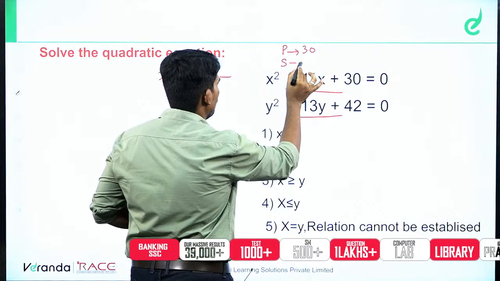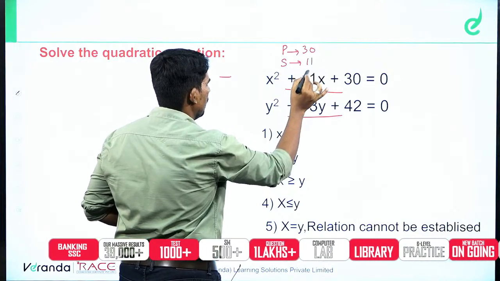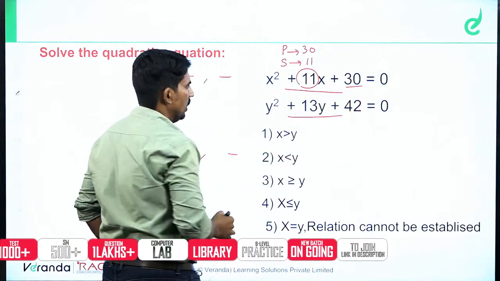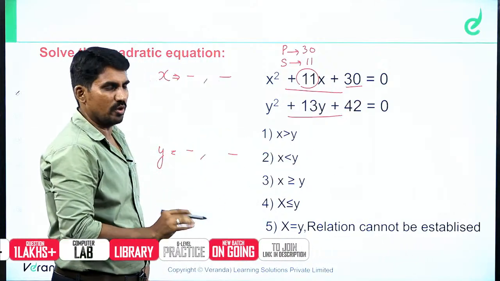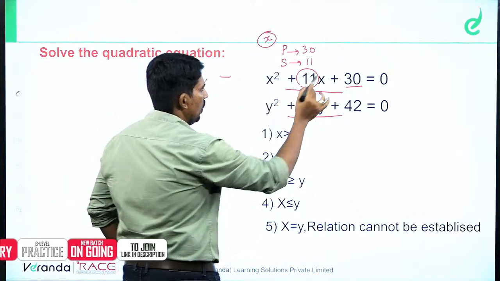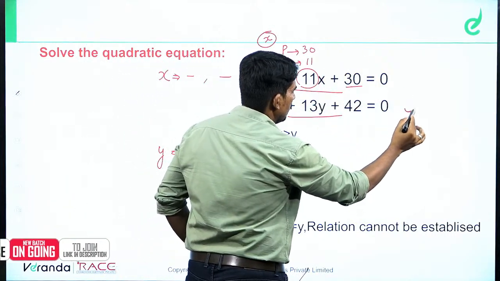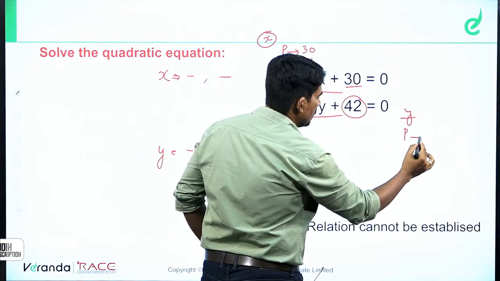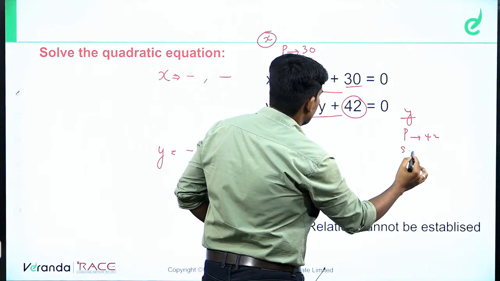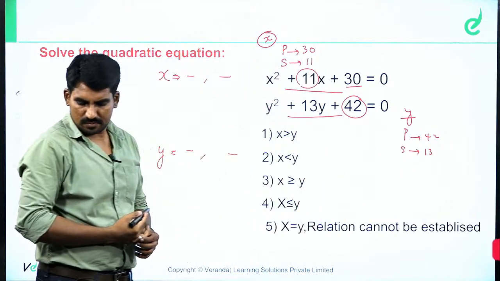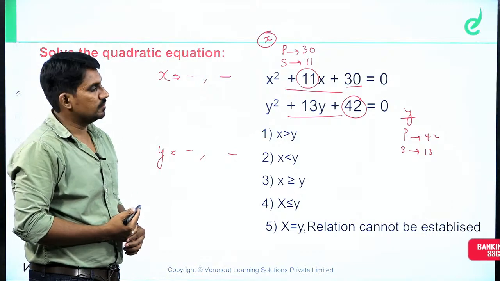X value, product should be 30, sum should be 11, this b. B is always sum, product is this value because x square has no coefficient. This is for x value we have to find out, okay. Y value what we have to find out? That is in y, this is the product. Therefore, product is 42 and sum is actually 13. What may be the numbers? Clear?